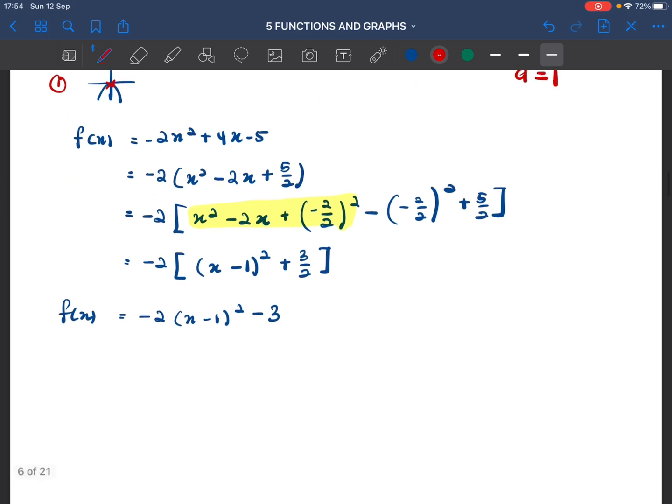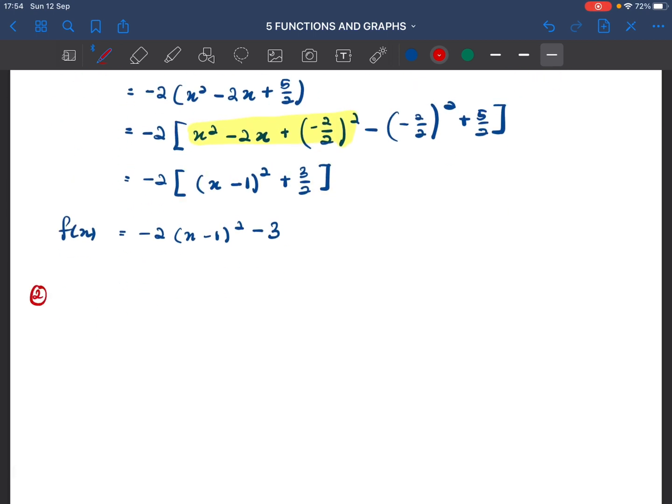Okay, negative, so ia ialah maximum point. So next is maximum point. Maximum point, we know that (h, k). So here your h is 1. Okay, bukan negative 1 sebab ini ialah x minus h. So h kamu ialah 1 and your k is negative 3. So that is our maximum point. Okay, now we have our maximum point.